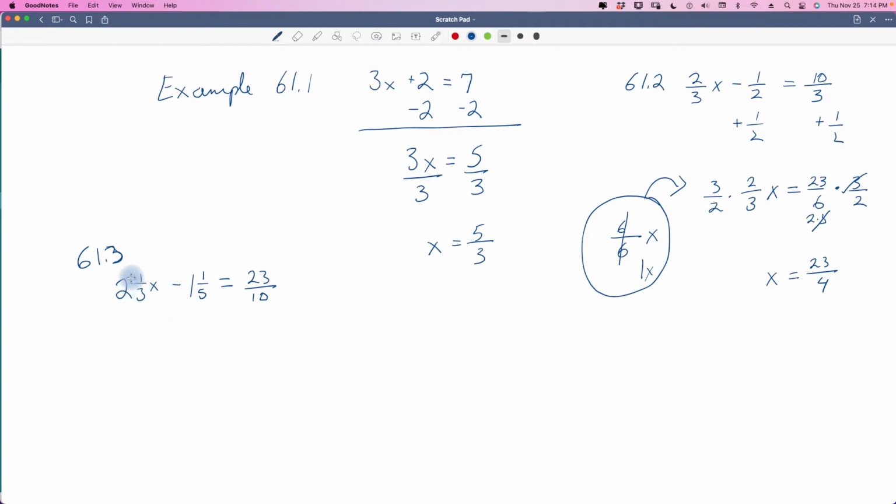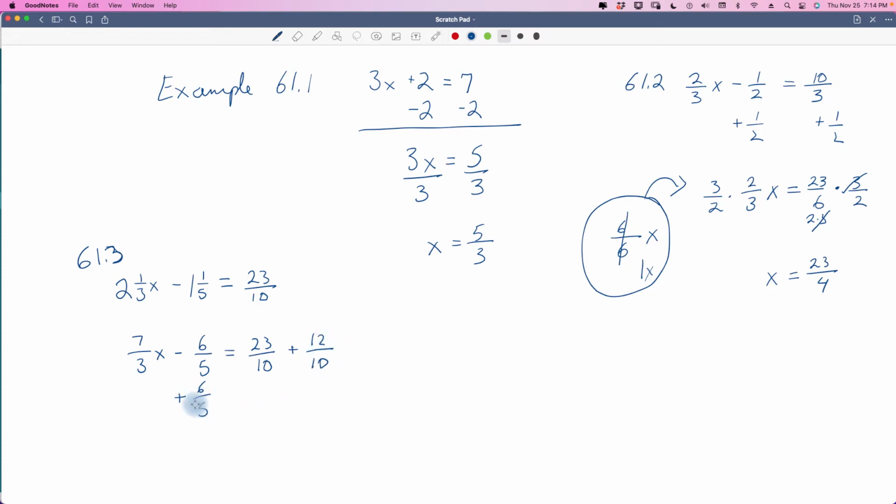So what we do is we turn this back into an improper fraction. An improper fraction in algebra is always better than a mixed number. 2 times 3 is 6, plus 1 is 7. 7 over 3x minus 6 over 5 is equal to 23 over 10. All right. We're going to add 6 over 5 to both sides. But when we bring it over here, let's go ahead and change the denominator to 10. So this is going to double. So that's going to be plus 12 over 10.